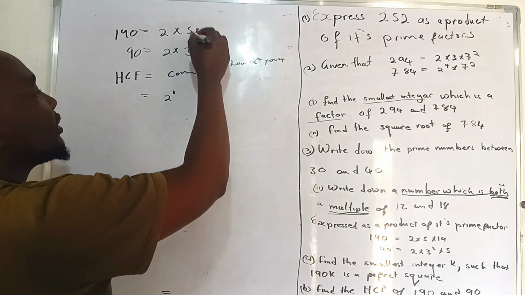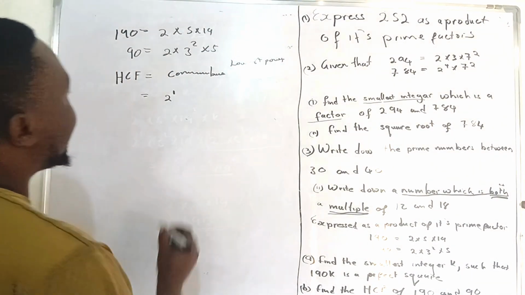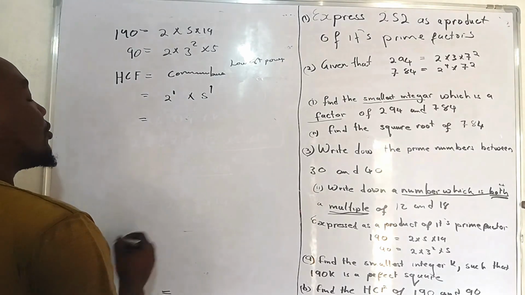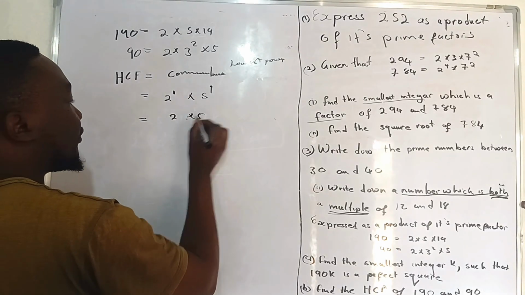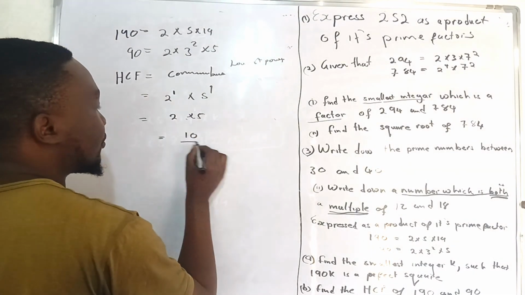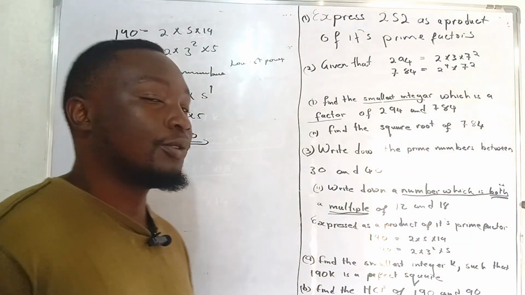3 is not a common base. 5 is a common base. We have a 5 and a 5. So we are going to multiply by 5 to the power 1. So we are going to have 2 multiplied by 5, and the highest common factor is going to be 10. So this is how you tackle questions.